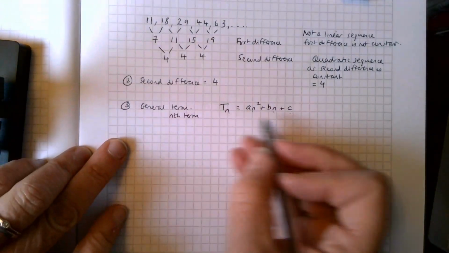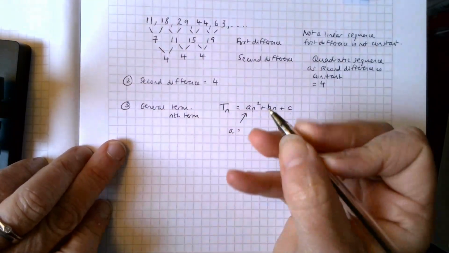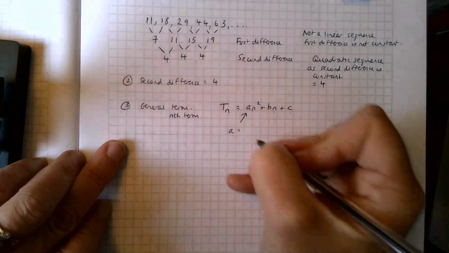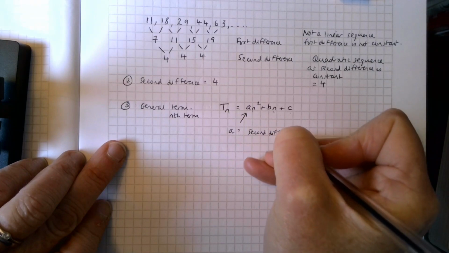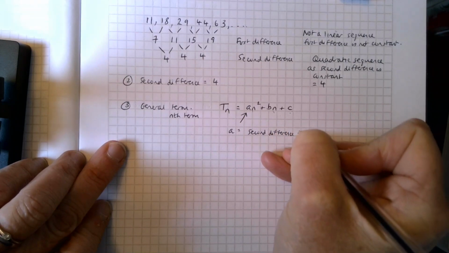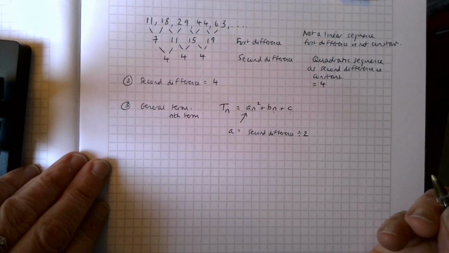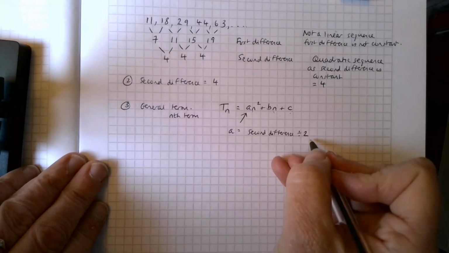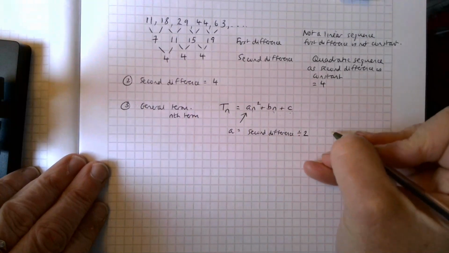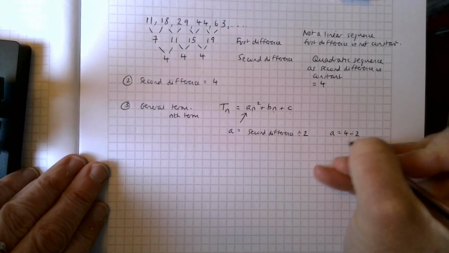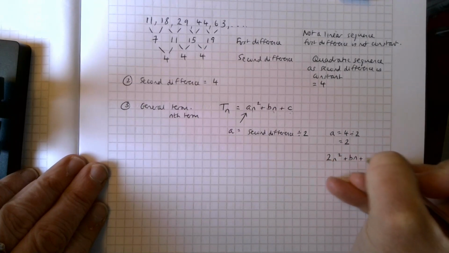Now, another useful thing to know is that the a value there is the second difference divided by 2. Now, to be honest, I sometimes forget that, and it doesn't matter because there's other ways of finding it, and I'll show you why in a second. But if you remember it, a, the number in front there, is the second difference divided by 2. So in our particular sequence, a would be 4 divided by 2, which is 2, which means that our general term is going to be 2n squared plus bn plus c.